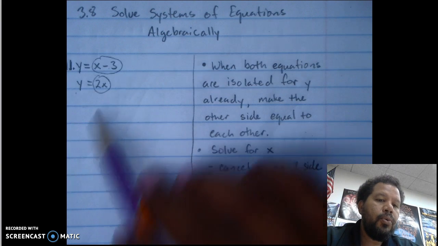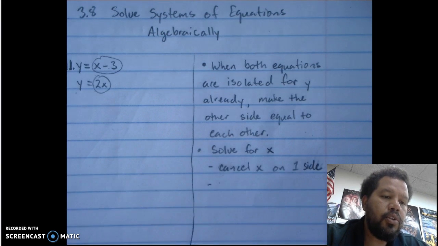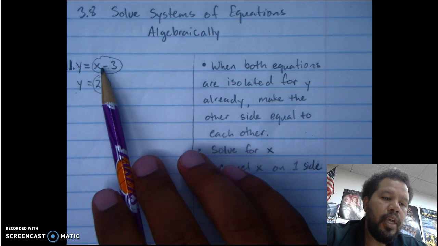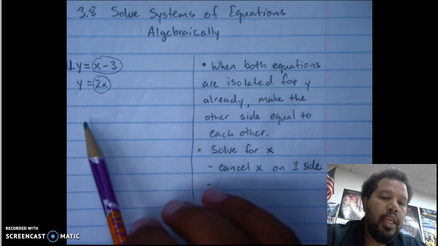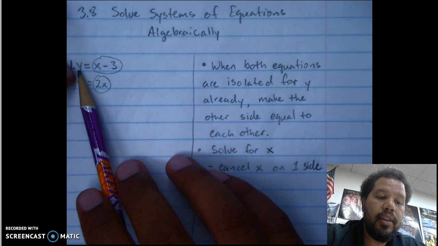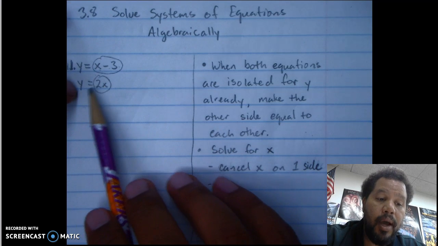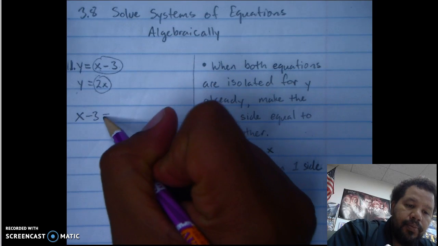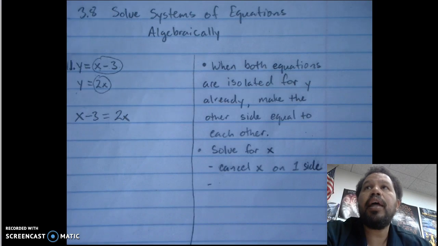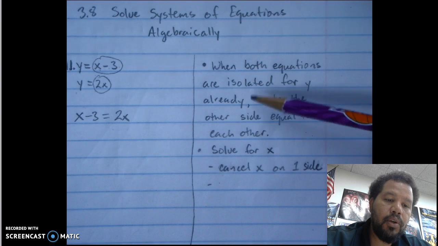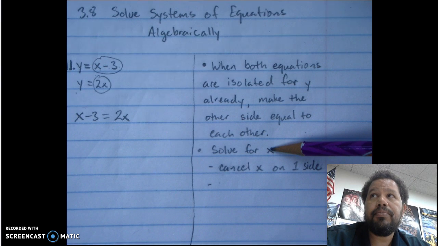Okay, so I'm going to use substitution here, and what substitution means is I'm going to set the expression part x minus 3 and the 2x equal to each other, since both of these equations are already solved for y. It's saying that y is equal to x minus 3 and y equals 2x. So that means x minus 3 must equal 2x. So that is our equation that we're going to solve. And we're going to solve this equation for x.